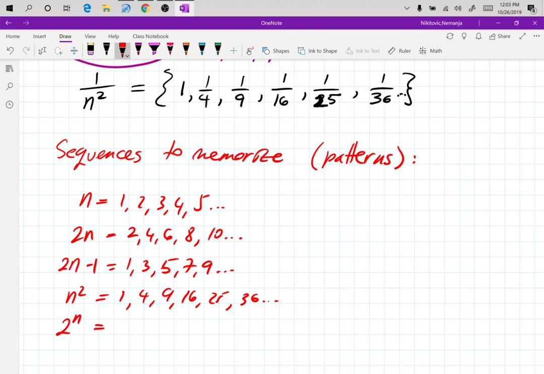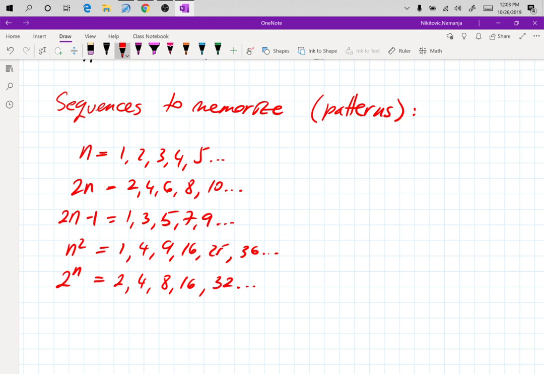2 to the n, your best friend from now on: 2, 4, 8, 16, 32, ... 3 to the n is a cool one as well: 3, 9, 27, 81, 243, ... Pretty much this is all you need to know, and these are all numbers that you already know, because n is the counting, and you know even and odd numbers. You know perfect squares, right? You know 100 is on the list and 49 is on the list, right?